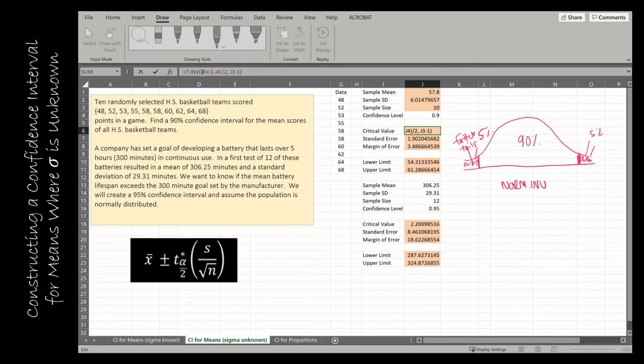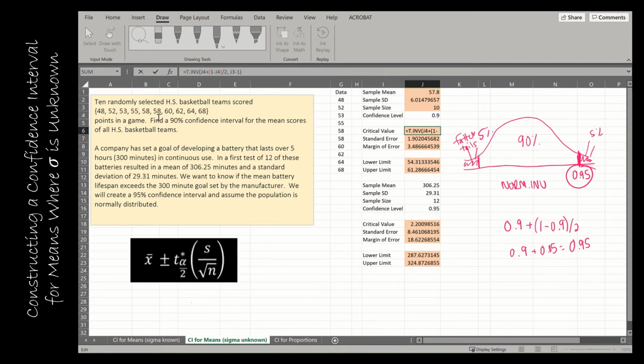I said, let's take J4, which is my confidence level. That's 0.9. And I said, let's add 1 minus 0.9 divided by 2. So I did it a little bit different than the last one. And why did I do it that way? Because this is going to give me 0.95. So it's actually computing this value for me, which means I don't have to put the negative in front. And that's why I did it that way.